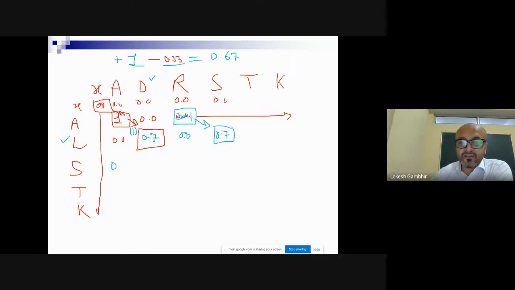Now let us see. 0.0, no match. I came to this cell. Now 0.7 is carried forward. Then again a penalty is there. Because R is not matching with S, there is a penalty of say 0.33. So I'll be getting 0.37. Let's round it off to 0.3. So I'm writing here 0.3.